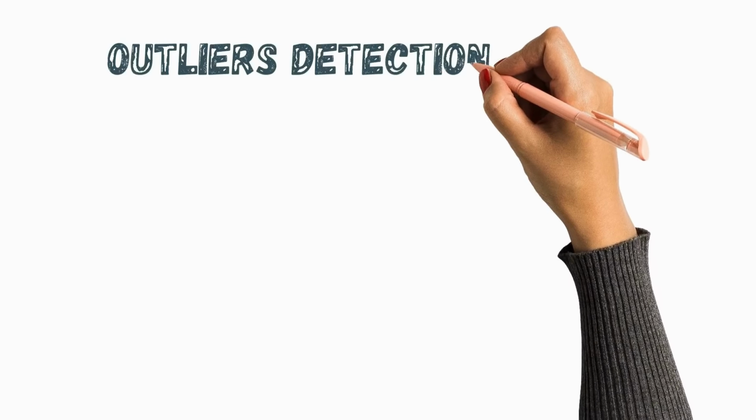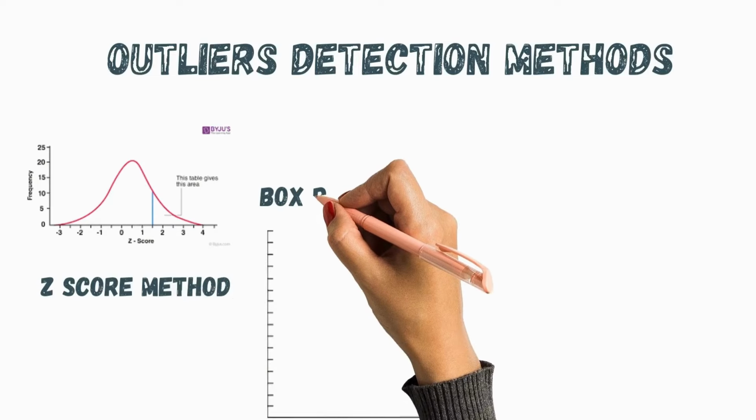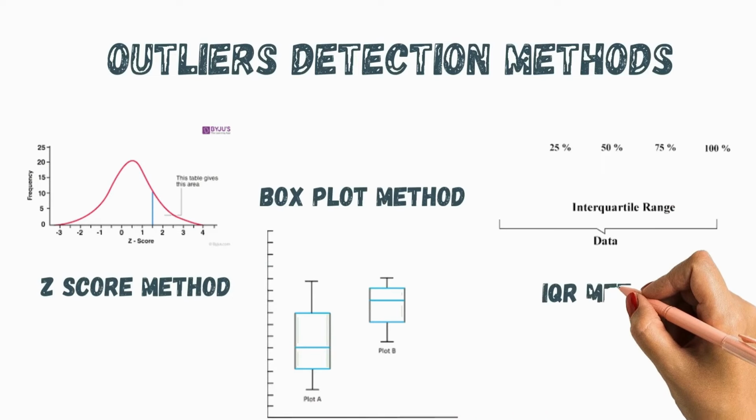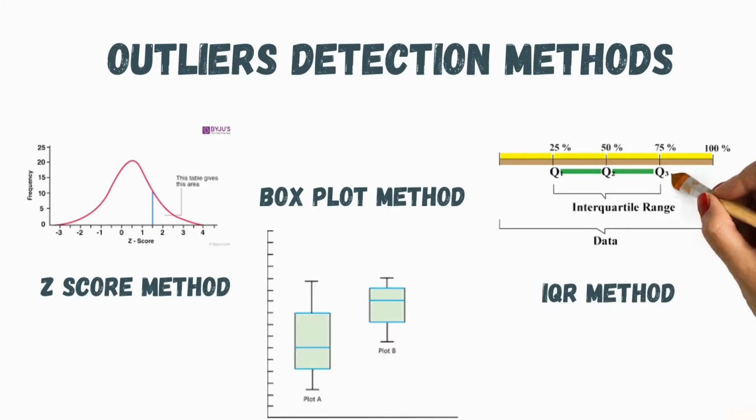The next method is the box plot method, wherein this is the image of a box plot, and from here any value that comes beyond its whisker is treated as an outlier.